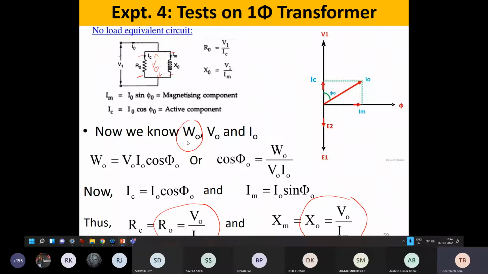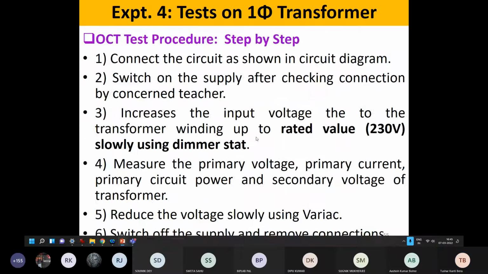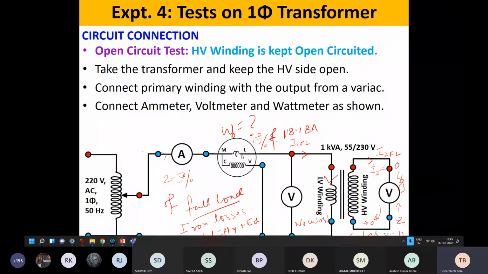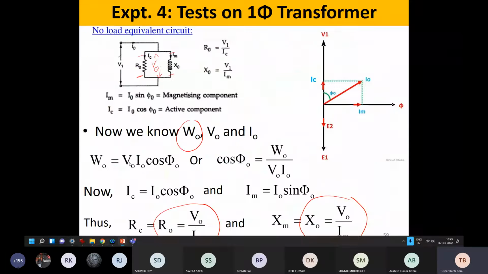So we can get the wattmeter reading, voltmeter reading, and ammeter reading here. So I0, W0 and V0, and we can put those things in the equation. So W0, that is input power equal to V0 I0 cos phi 0. Cos phi 0 is the no load power factor, and cos phi 0 will be calculated by wattmeter reading divided by voltmeter reading and ammeter reading.